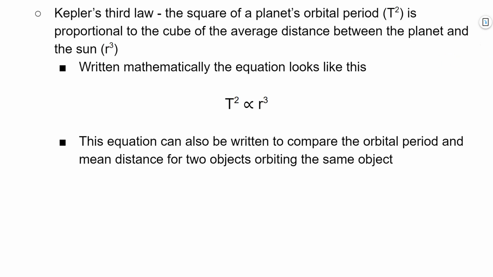This equation can also be written to compare the orbital period and mean distance for two separate objects, so long as they are orbiting the same object. So you could compare any two of the planets that are orbiting the sun. You could compare a satellite that's orbiting the sun and a planet. As long as they're orbiting the same object, they will compare in the following ways. If you take the squares of their orbital periods and divide them, that should be equal to the cubes of their radii divided.